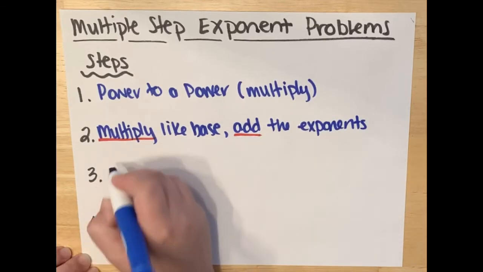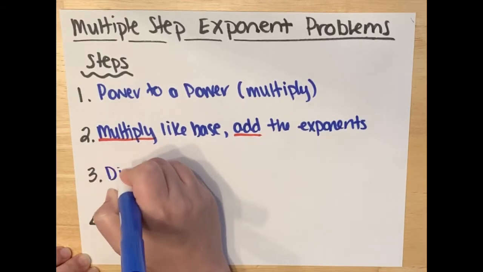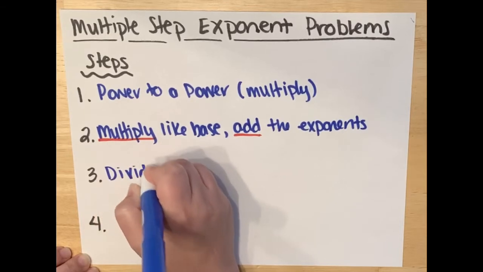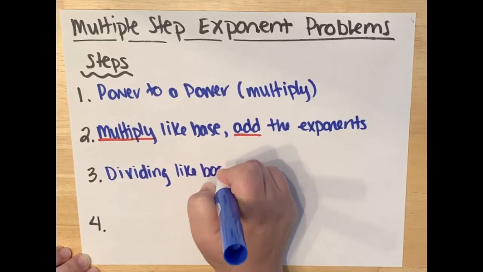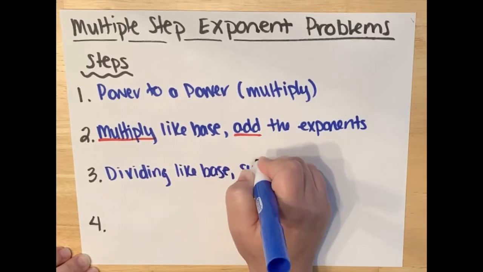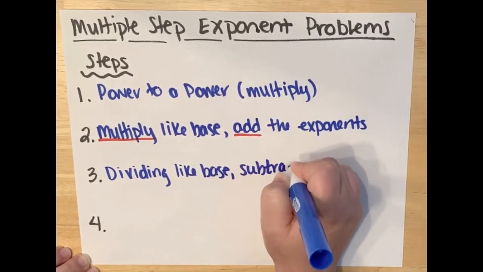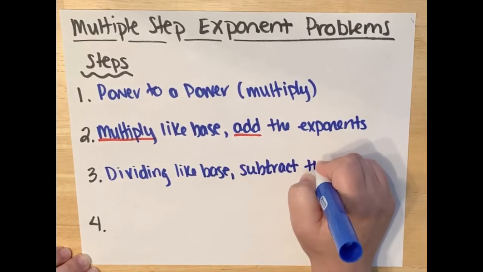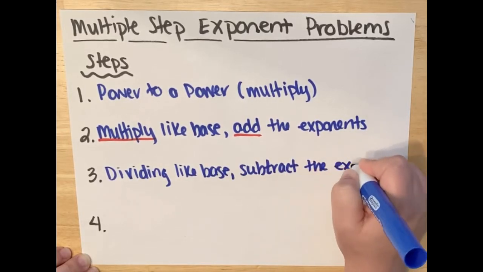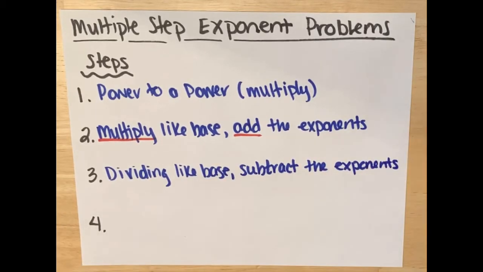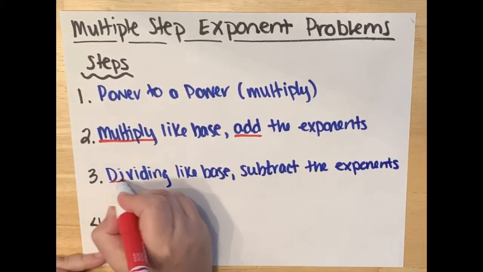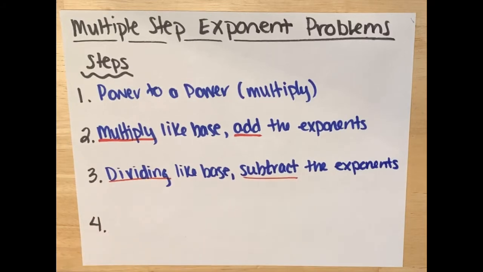The next one I like to do is the division. So dividing like bases. And if you recall, you're going to subtract. And again, this makes sense because division is a shortcut for subtraction. So it makes sense that they will go together. Dividing and subtracting will go together.